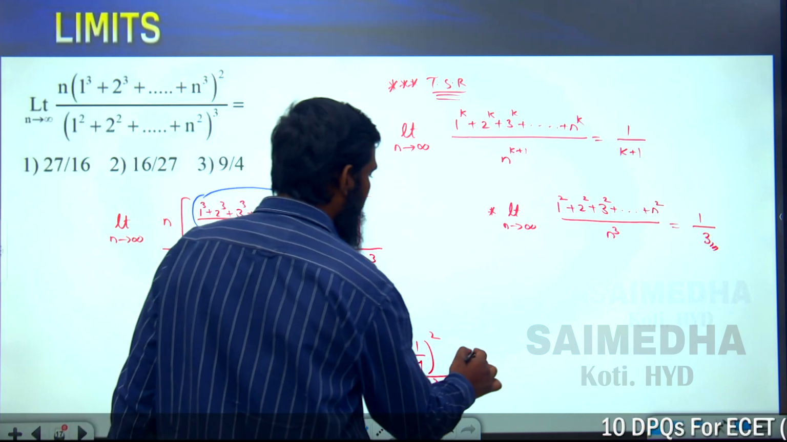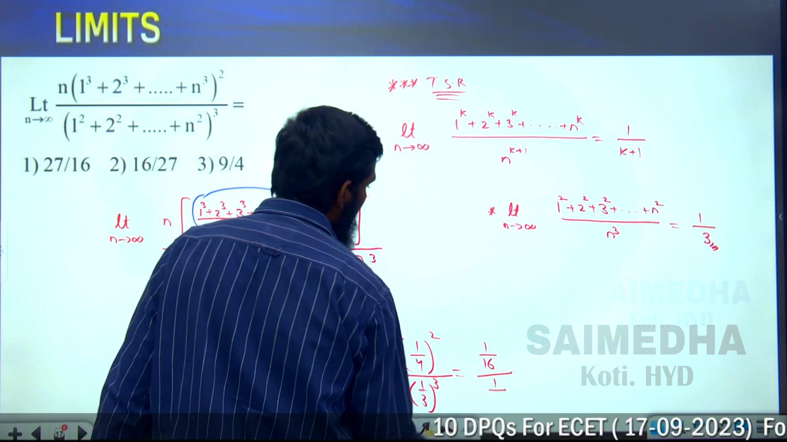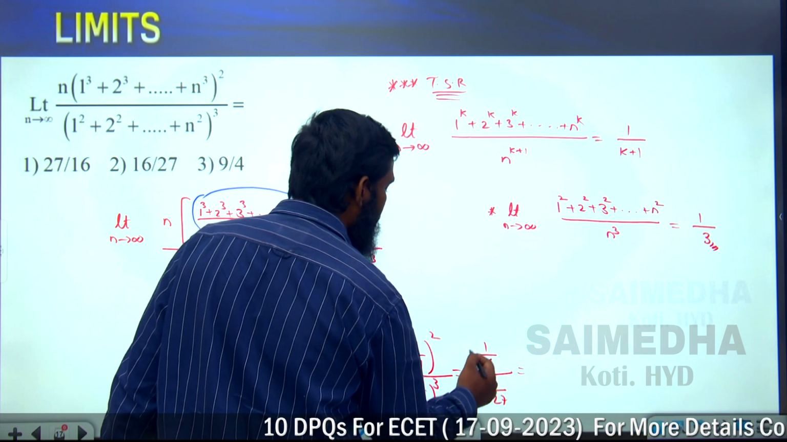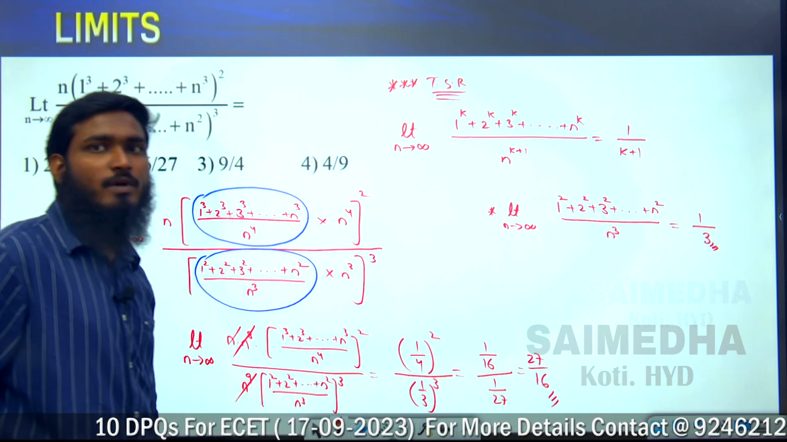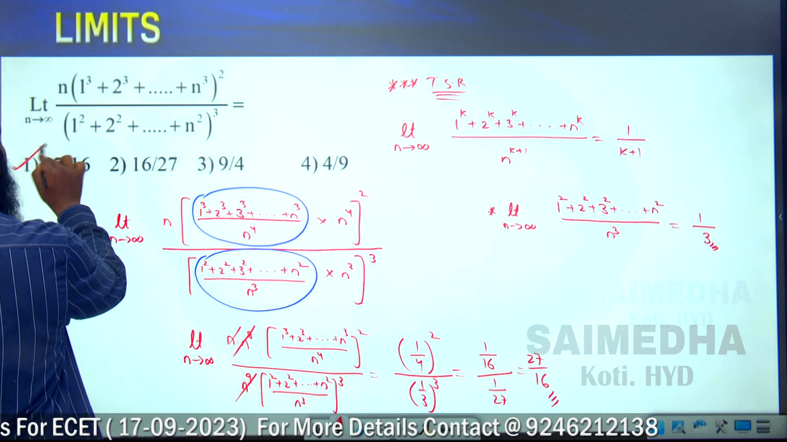Now what is the answer we are getting? 1 divided by 4 square is 1 by 16, divided by 1 by 3 cube: 3 threes are 9, 9 threes are 27. So it is 1 by 16 divided by 1 by 27, which means 27 by 16. So the final answer for this question is 27 by 16. The first option is correct.